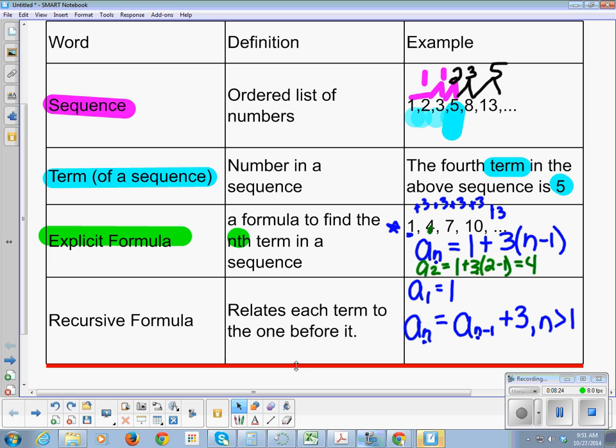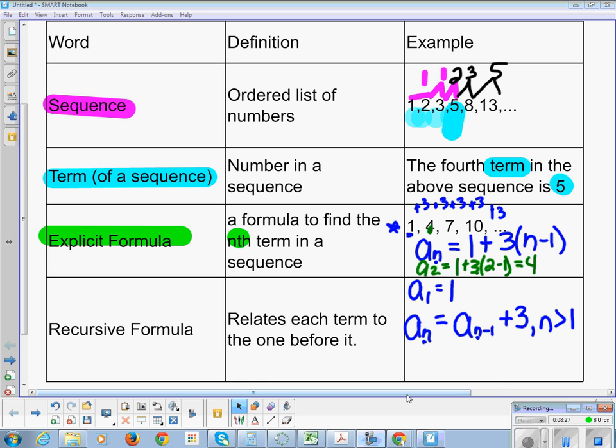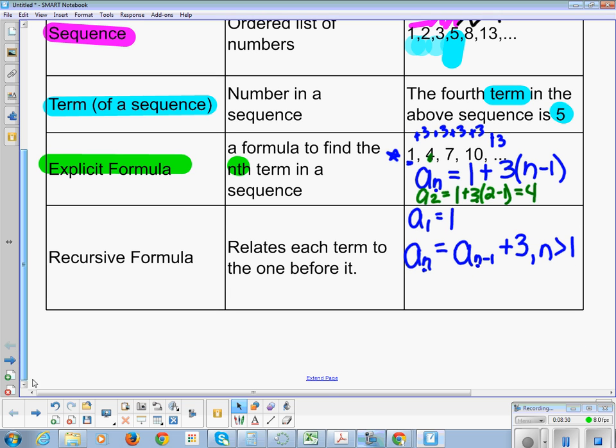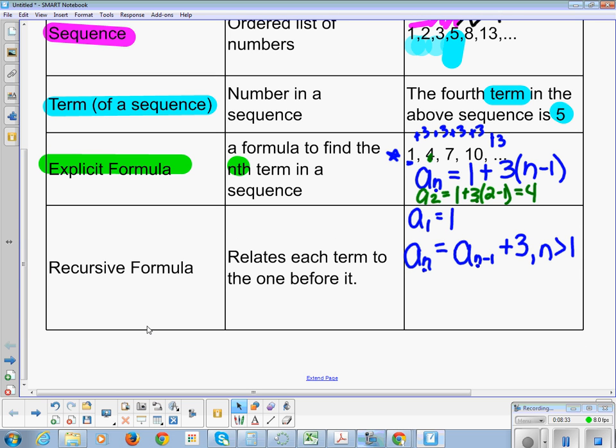All right, so let me show you how this works for this problem specifically. If I were to find the second term, because I already have the first one, I would go A, my little n becomes a little 2, I subtract 1 from it, and I add 3. So 2 minus 1 is 1, so this is saying I take my first term and I add 3. Well, we can do that. That's 1 plus 3, which is 4.